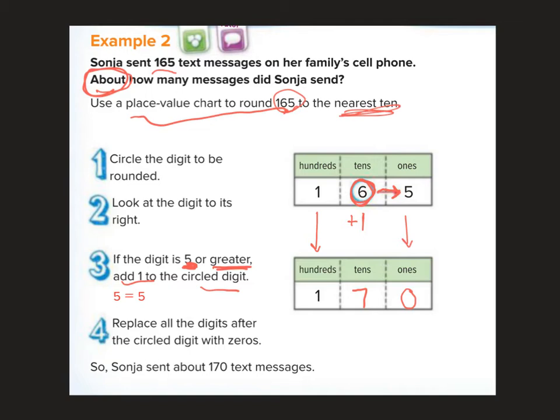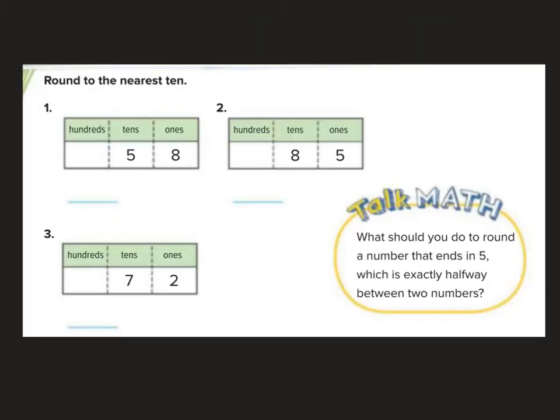All right, let's keep practicing. Round to the nearest 10. Okay, so I'm going to circle the digit in the tens place. Look to the right. I have an 8. And the trick is, 5 or more, I'm going to add 1.